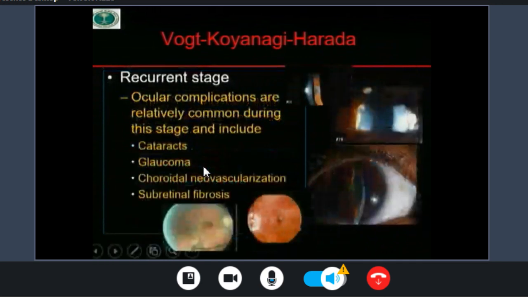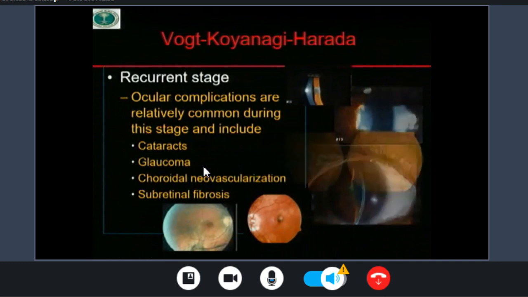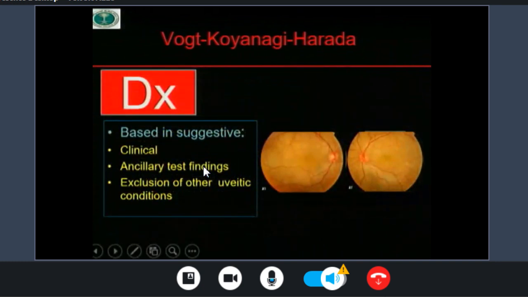In the recurrent stage, complications are relatively common, with cataract, glaucoma, choroidal neovascularization, and subretinal fibrosis, especially in the cases where the diagnosis is based on suggestive clinical symptoms and signs, ancillary test findings, and the exclusion of other uveitic conditions.